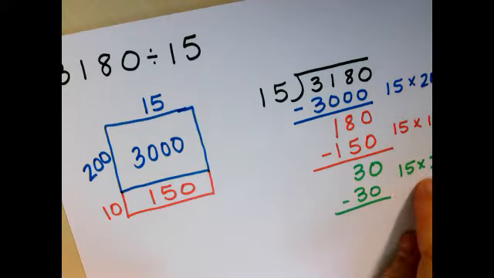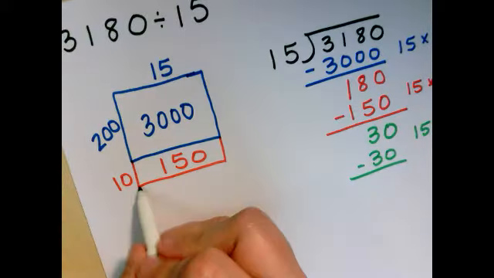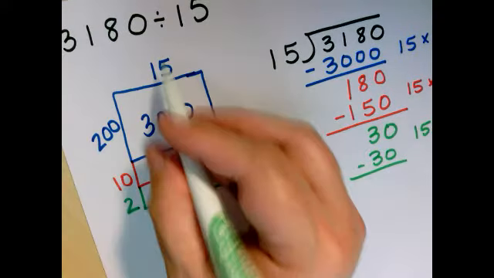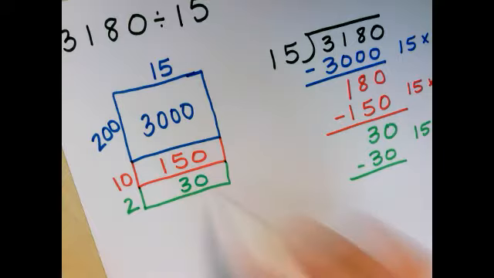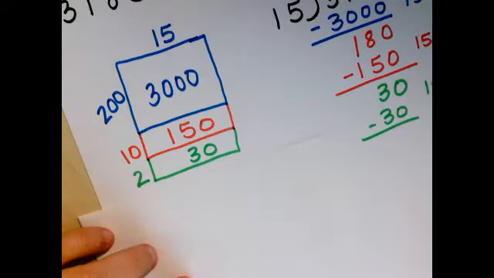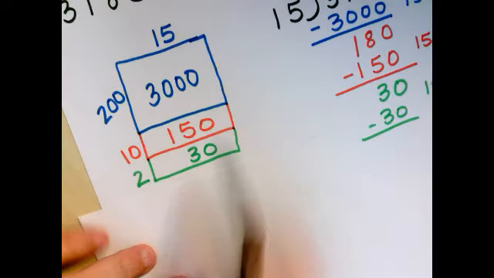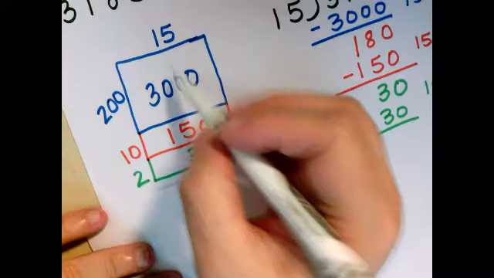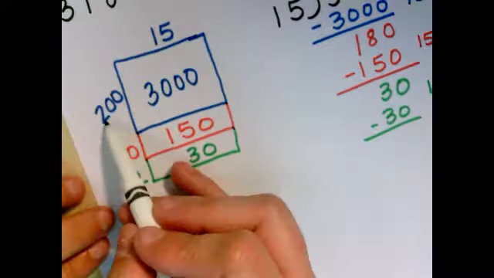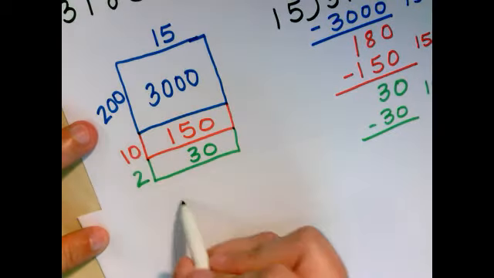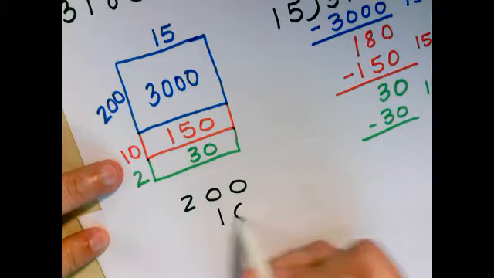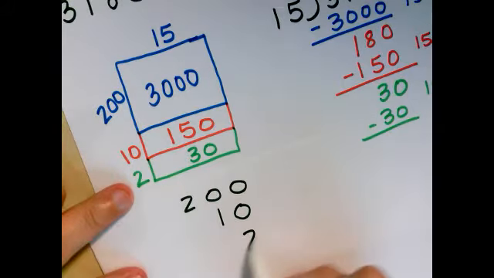So 15 times 2 gives me 30. So I'm going to add that on over here. So 15 times 2 is 30. All right, so I'm going to come over here and look at all of my partial pieces here. I see that I multiplied by 200. Then I multiplied by 10, and then I multiplied by 2.